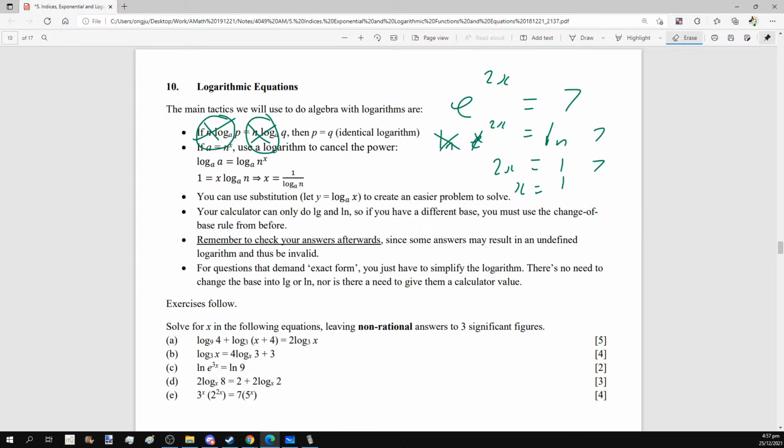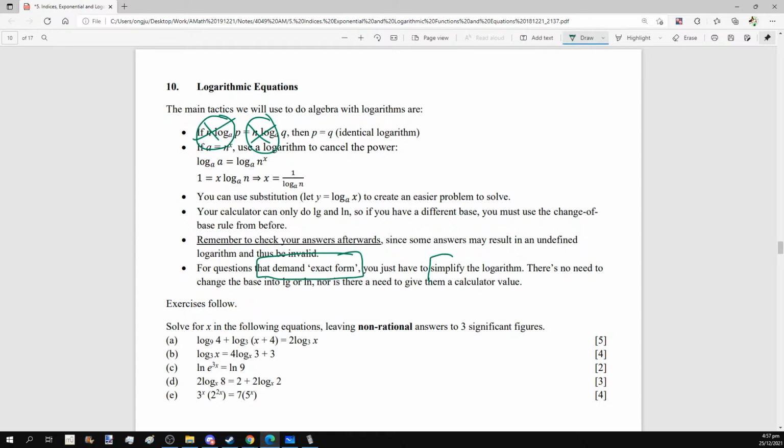Right, so this brings me to my next point, which is if you have an exact answer, typically this will be okay, especially if the problem just straight up demands exact form. So you will just simplify the logarithm. There's no need to change the base. There's no need to press the calculator to get a decimal answer that you go on to round off. There's no need to do any of that.